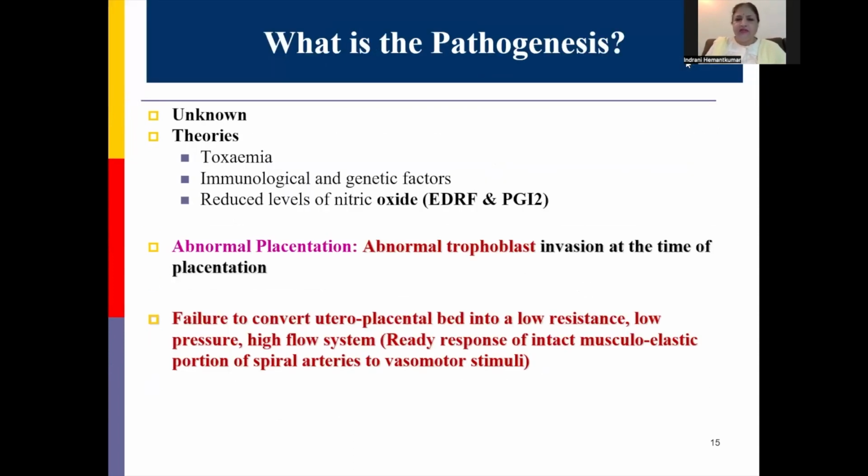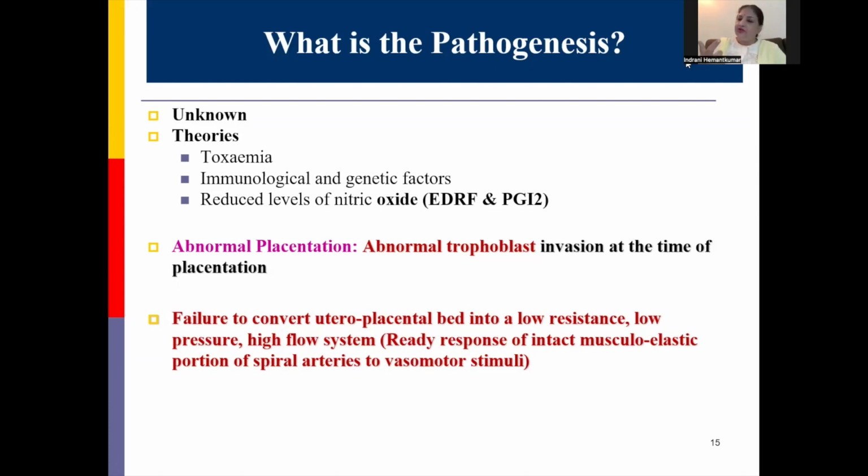What is the pathogenesis of this entire hypertensive disorder? There are many theories which talk about reduced levels of nitric oxide. It could be because of immunological and genetic factors. But the one that has more emphasis is that the patient can have abnormal placentation. As such, the placental growth factor is reduced. There is abnormal trophoblast invasion at the time of placentation.